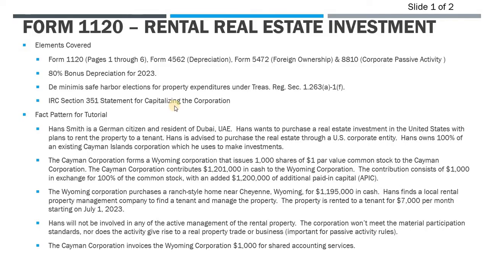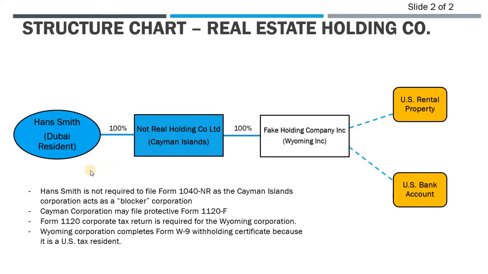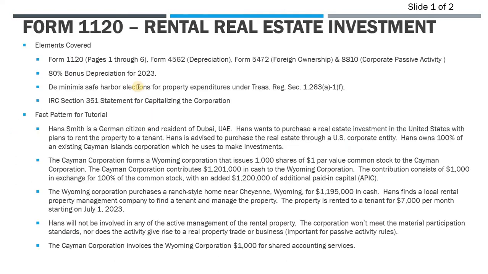So if we quickly jump to the structure chart so we can get a visual of how this is looking. So we have Hans owns 100% of that Cayman Islands company, and then this entity in turn owns 100% of the Wyoming Corporation, and then the Wyoming Corporation is the entity that is buying the U.S. rental property, and it's also going to be opening a U.S. bank account.